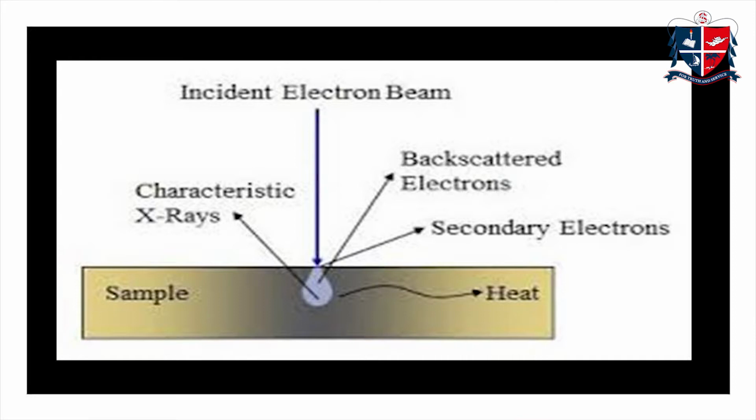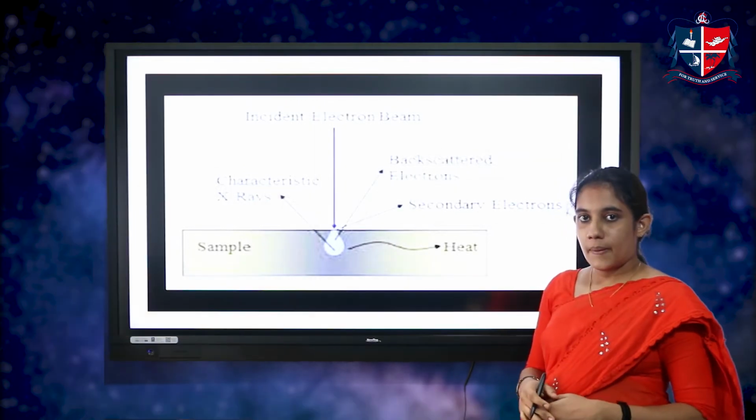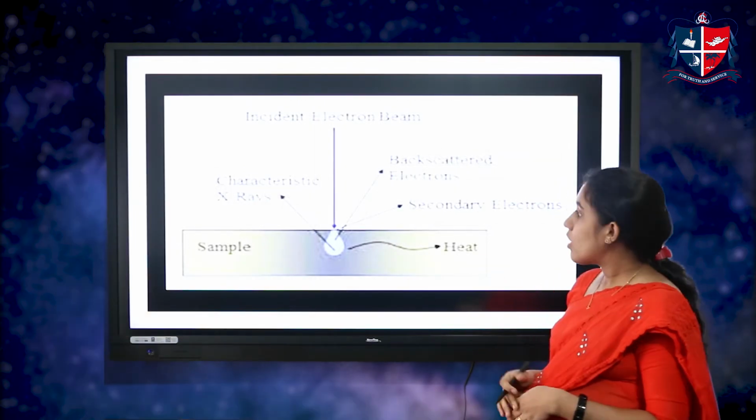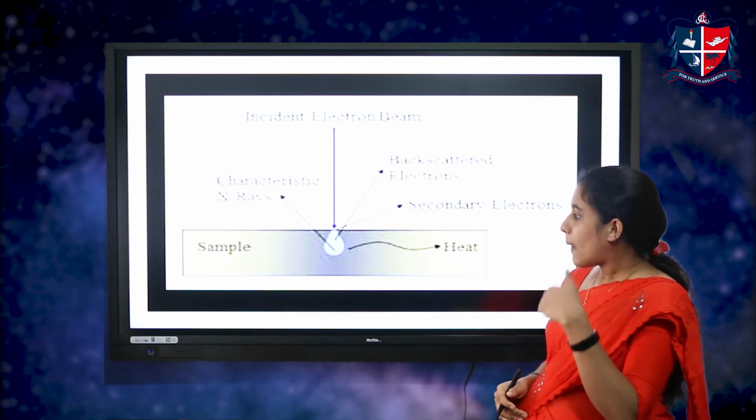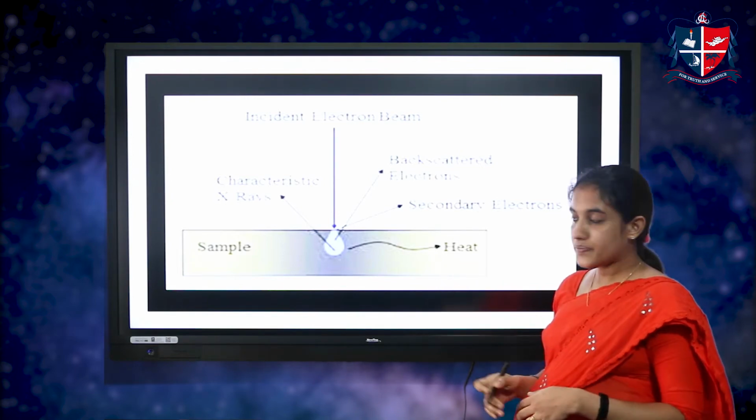The backscattered electrons are scattered due to elastic scattering, the secondary electrons are ejected from the surface of the sample, and the X-ray is produced due to the interaction with the sample. These three, the backscattered electrons, secondary electrons and characteristic X-rays, give the information about the surface of our object. By analyzing these three, we get the information about the sample.